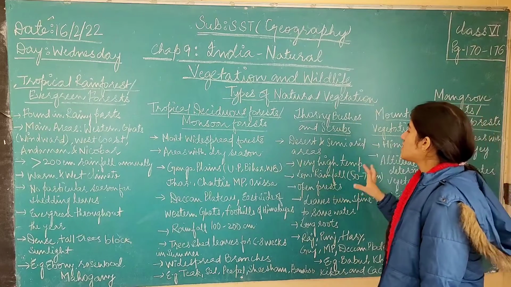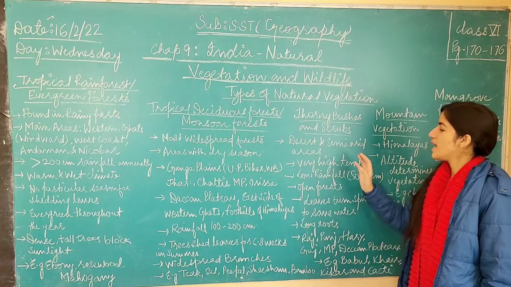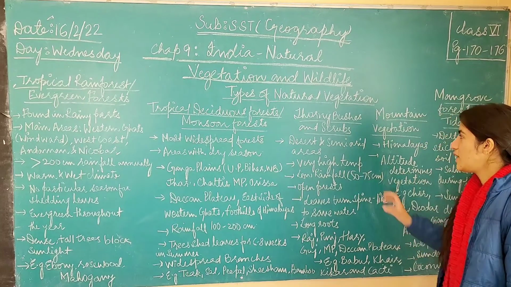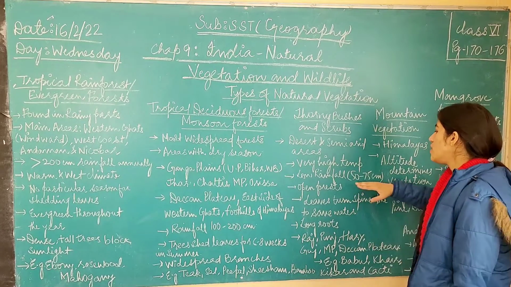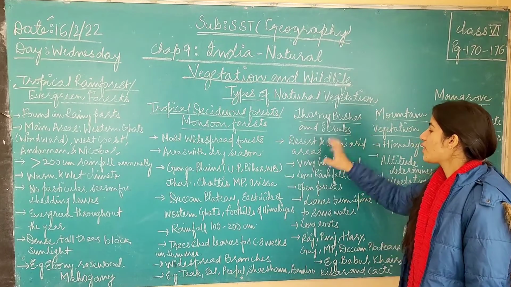And these are the areas which receive very high temperature. Thorny bushes are found in areas which have very high temperature as well as very low rainfall. The rainfall in these areas is also very low, which is about 50 to 75 centimeters. And these forests are open forests.